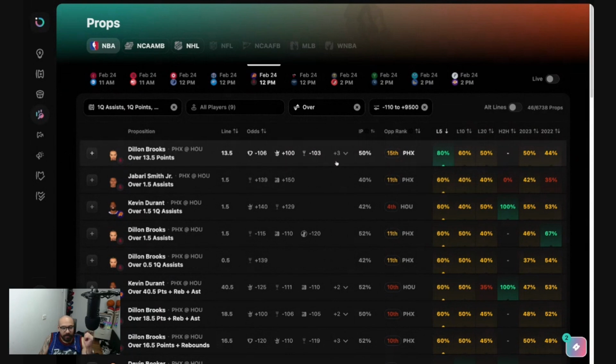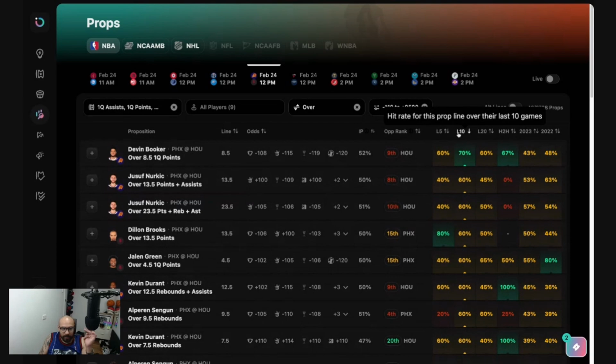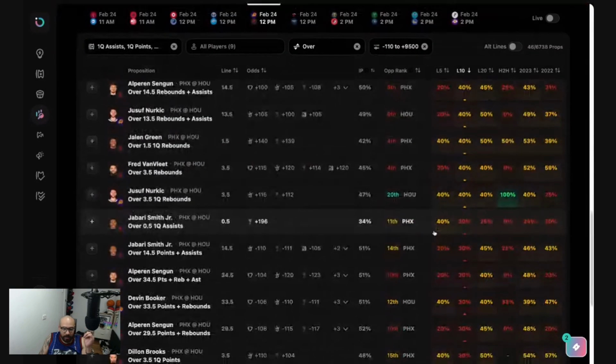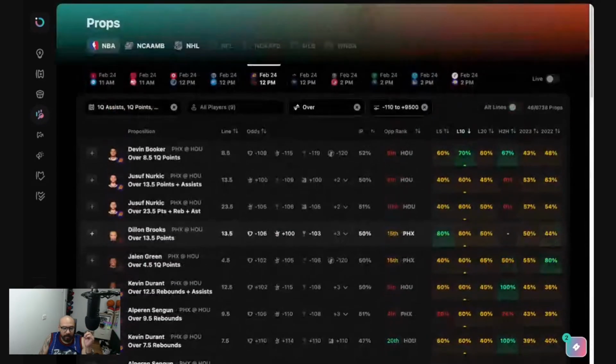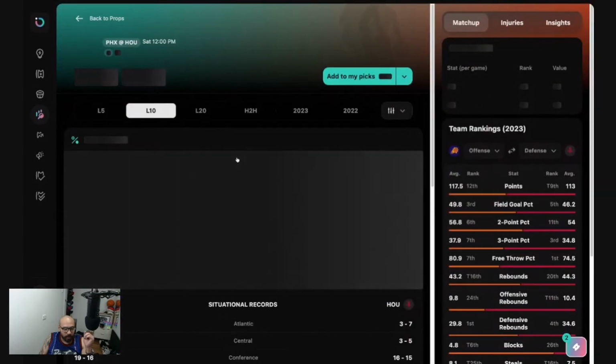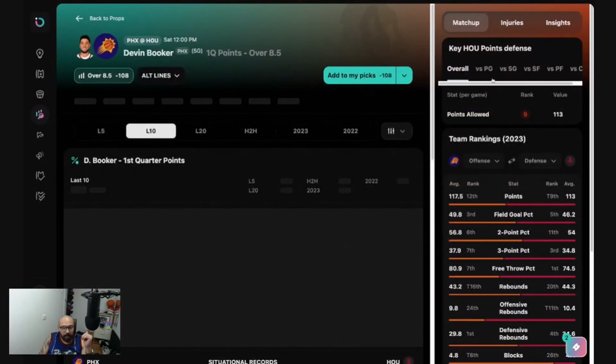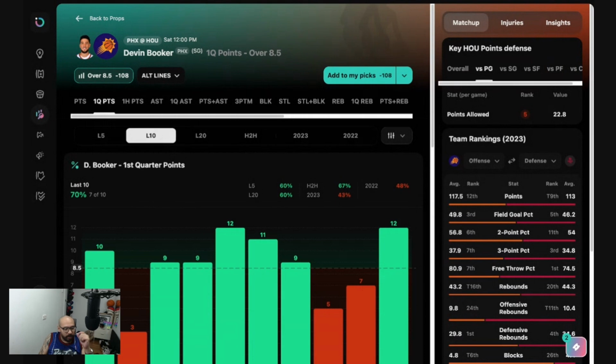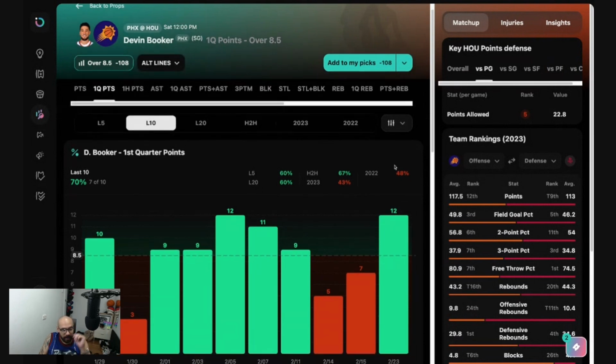It's the Phoenix Suns versus the Houston Rockets. If we look at the last 10 firstly, nothing's screaming out to me right now. So let's have a look at Devin Booker's first quarter points. 8.5. Seems like a lot. Houston allowed the 5th fewest points to point guards in the first quarter. Devin Booker's covered this in 7 out of his last 10 games, though.